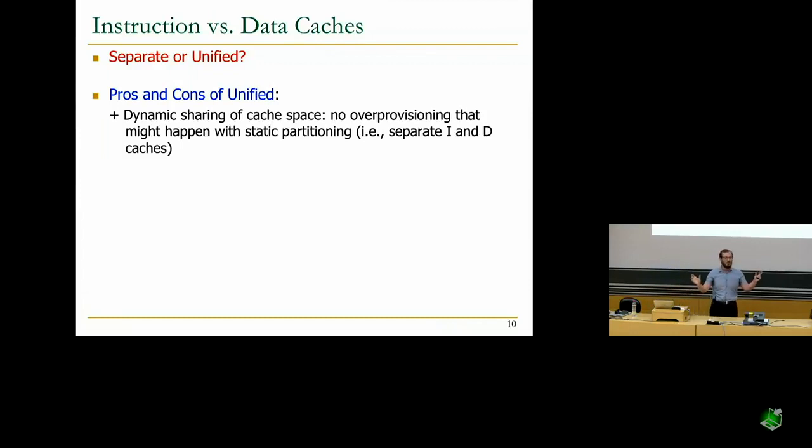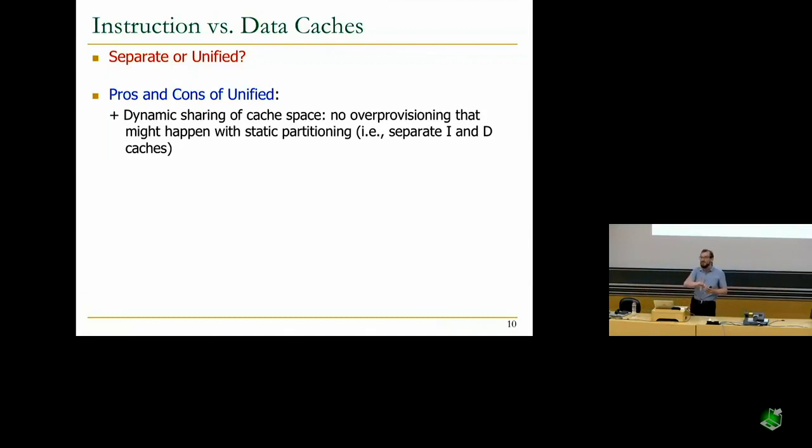But if you look at both of the caches in aggregate, you actually have 128 kilobytes. If you design the two caches to be unified, you would have a single 128 kilobyte cache, and you could keep the 1 kilobyte instructions and 127 kilobyte data in the same cache, and you won't see any misses. That's the upside of unified.